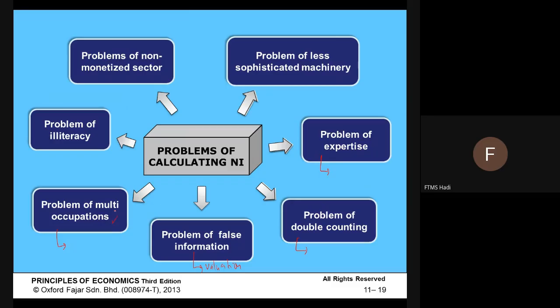Problem of illiteracy. We're talking about society. Not many people are able to read national income accounting. It's quite difficult compared to companies. Some accountants can read a company's financial statement better than the national income of the country. And the last one, the problem of the non-monetized sector. There are some sectors that are non-monetized. Non-monetized means it's not non-profit.